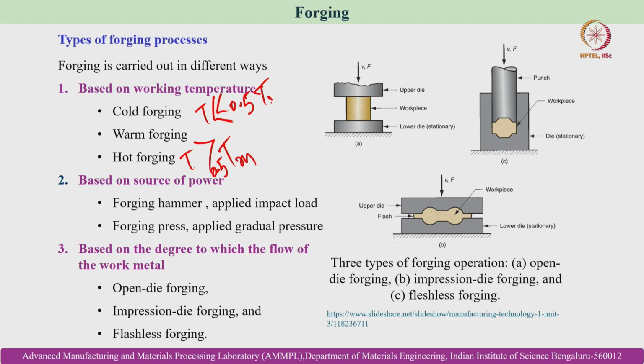recrystallization temperature, that is 0.5 Tm. And warm forging is where the temperature is somewhere in between cold forging and hot forging. Okay. So, of course, it is below the recrystallization temperature, however, it is well above the room temperature, and it combines the benefits achieved by both cold forging and hot forging. We will learn about the merits and demerits of individual cold forging and hot forging processes in the coming slides.